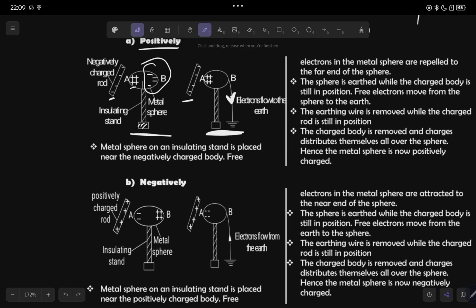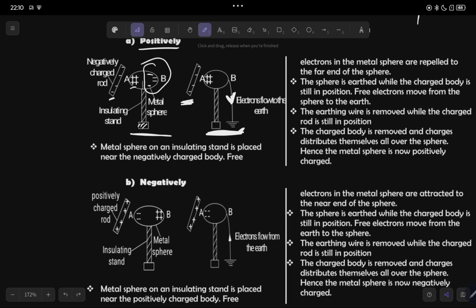Please don't do this after taking away the inducing charge. We put the earthing wire on while we are still holding our inducing charge in place. Then don't take away the inducing charge before you take away the earthing wire. Next, take away the earthing wire while you are still holding the inducing charge in place. Then we shall be left with a body having only a positive charge.